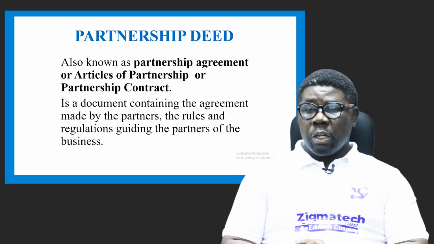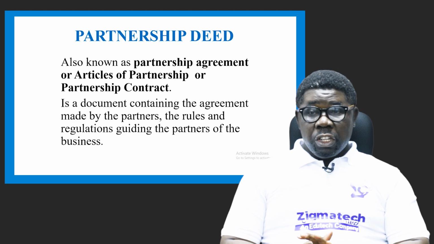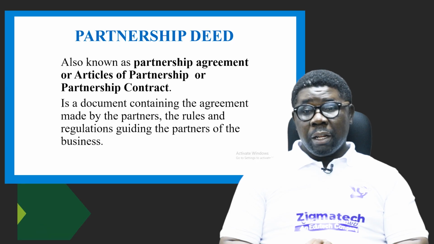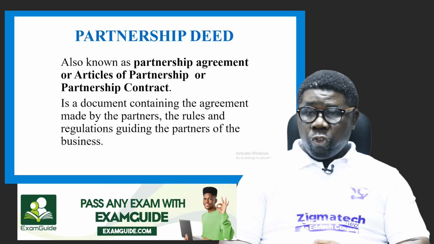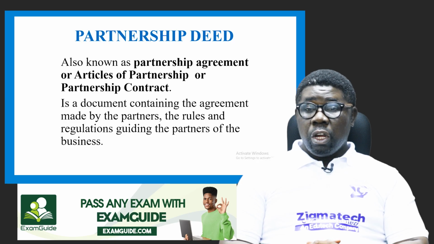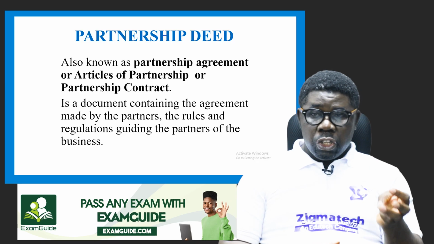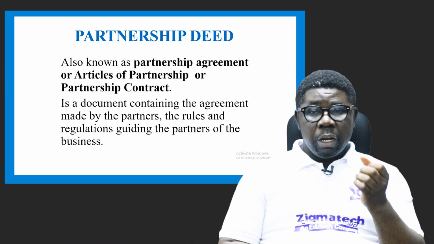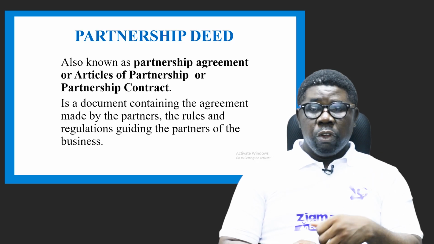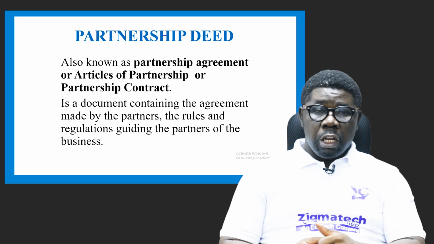It is known also as a partnership agreement. You could see it as a partnership agreement, or articles of partnership, or a partnership contract. Any of these names can be used at any time to represent this document that we're talking about here: a partnership deed, a partnership agreement, articles of partnership, and partnership contract. So any of these four names can be used interchangeably to mean the same thing in a partnership business.